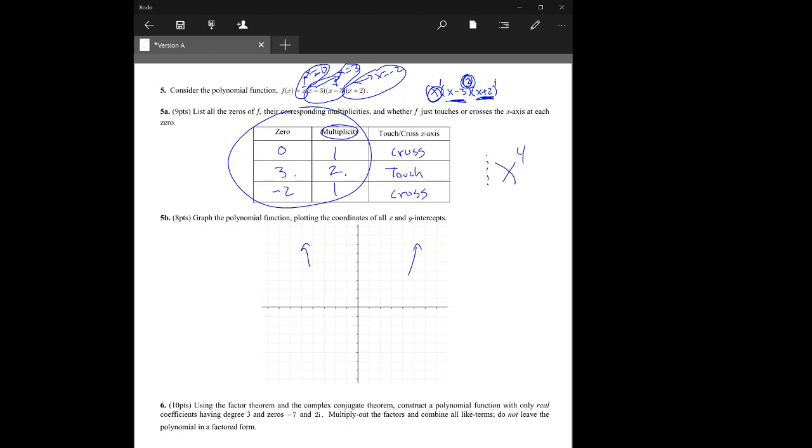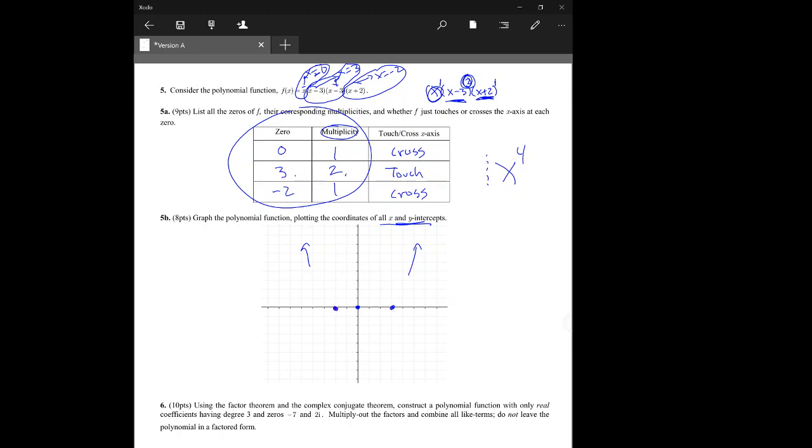So now that we've got that table filled out, we should be almost ready to graph this. Normally we would need to find the y-intercept as well. It says find the x and y-intercepts. In this problem, because we've got an x-intercept of 0, that takes up our y-intercept. And we've got one at 3, we've got one at negative 2.